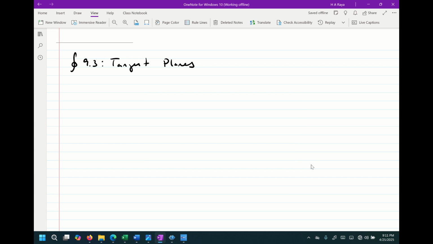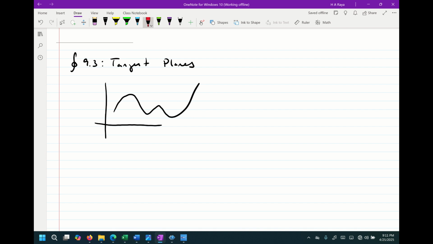In section 9.3, we look at tangent planes. Consider what we did in Calculus 1 when we're looking at potentially complicated functions. In Calculus 1, we considered tangent lines to approximate the values of these functions. And if you have enough of these tangent lines, you can use them to approximate a potentially complicated function f of x. In this section, we do something similar.